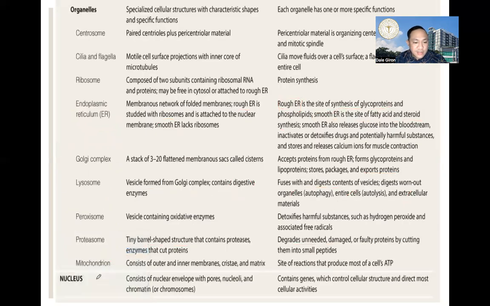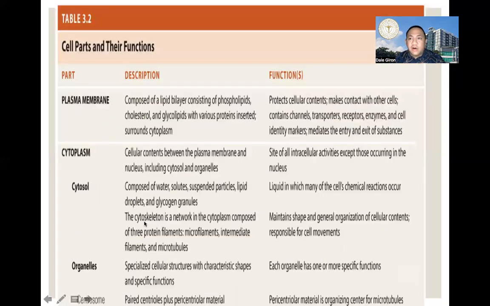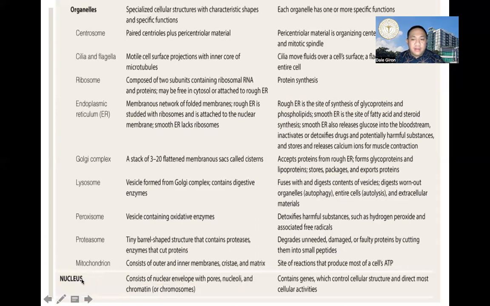They consist of nuclear envelope with pores, nucleoli, and chromatin or their chromosomes. They contain genes which control the cellular structure, and they direct most of the cellular activities. This is the nucleus. Okay, so again, in summary, the parts of the cell are your plasma membrane, your cytoplasm, and the nucleus.